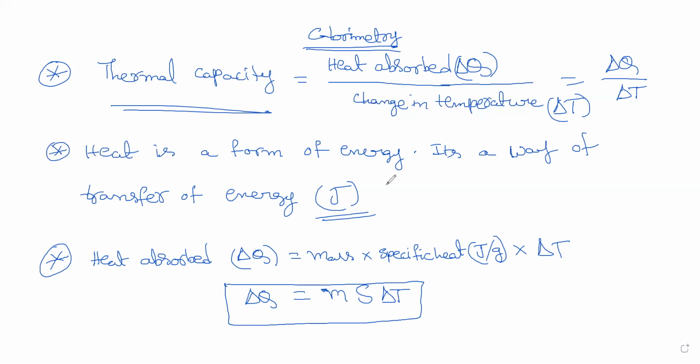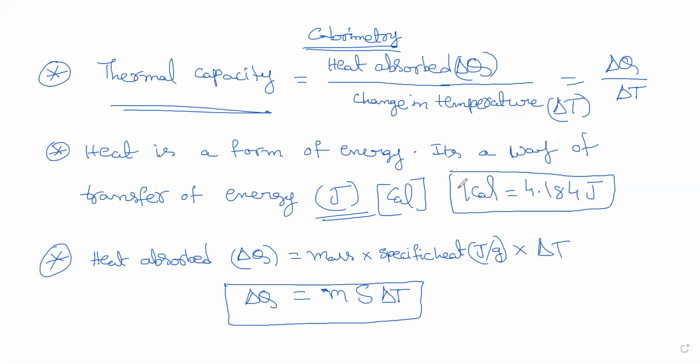Besides that, there is a unit called joules, and another unit called calorie. One calorie is a slightly bigger unit. 1 calorie is 4.184 joules. So this is a conversion you also need to know. 1 calorie is 4.184 joules.